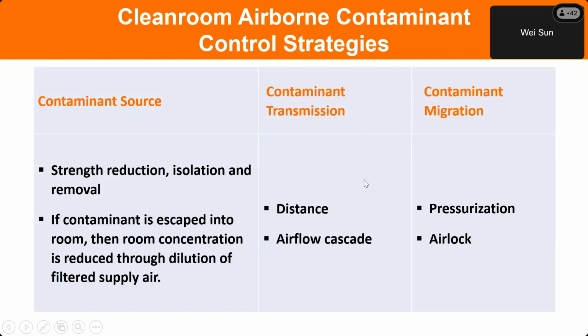Transmission is you keep the distance from the contaminant source, so the impact from the contamination will be less to the critical process. The other is the airflow cascade. You want to make sure upstream, midstream, downstream, and from clean, less clean to dirty. So in a cascading airflow relationship. Migration control basically is the control of the contaminant migration into the clean room. So pressurization or depressurization is typically the way to do it.